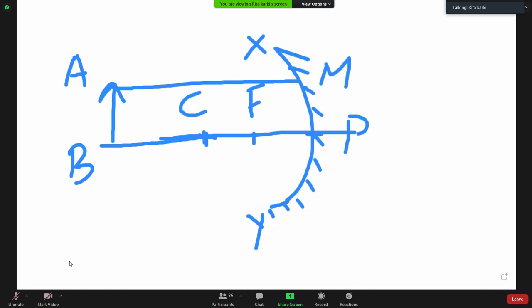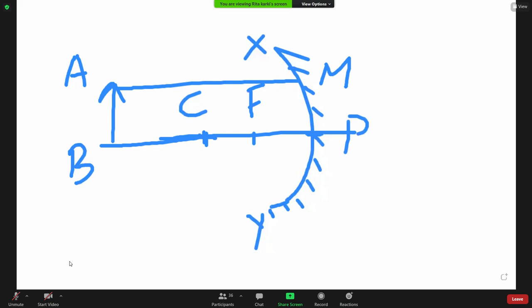So in such a case, through which point will the reflected ray of light pass? Can you tell me? If the incident ray is parallel to the principal axis, through which point will the reflected ray of light pass? We have studied this just now. Principal focus. It will pass through the principal focus.